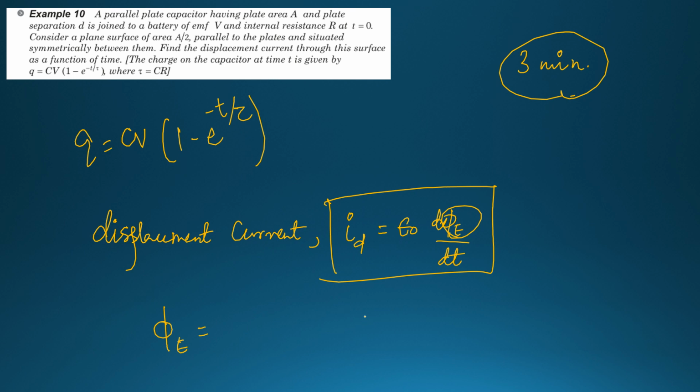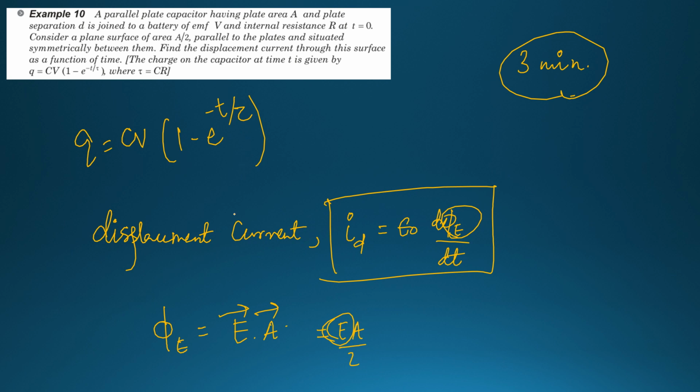How to calculate phi E? Phi E is E dot A, electric field into area vector, right? Electric field will be E. Area vector is A by 2. So E A by 2. It will be, of course, 0 degree. If it is 90, then everything will be 0, so no need to think about that. So E A by 2. Now what is E again? This is how you have to approach this.